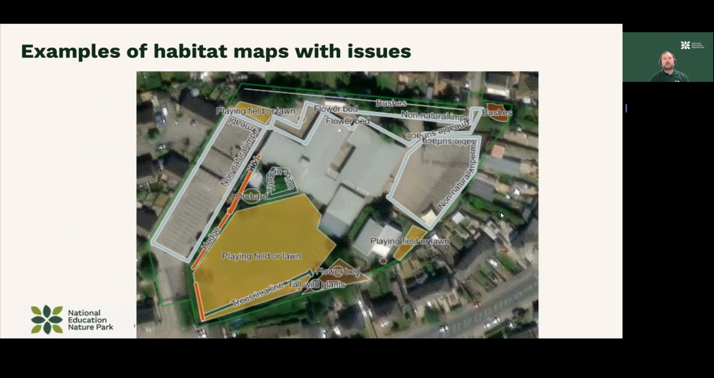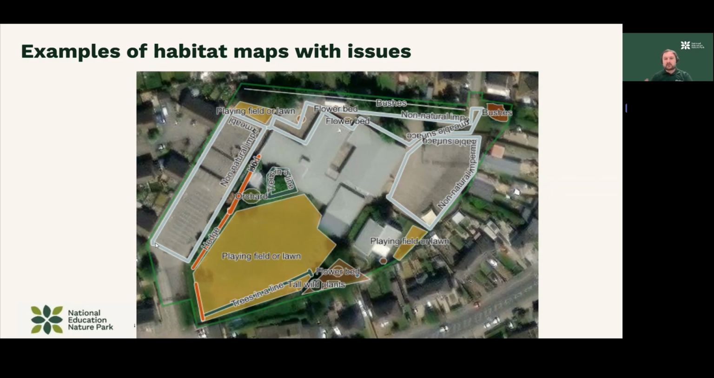So now we're going to go over some habitat maps that have some issues. Now, you might be looking at this one and wondering, what are the issues that I'm seeing here? Well, the issues are around these areas right here. In this section, they have used the area feature to say that this is a playing field or lawn. But in this section, which is a car park, what they've done is a line around the area.